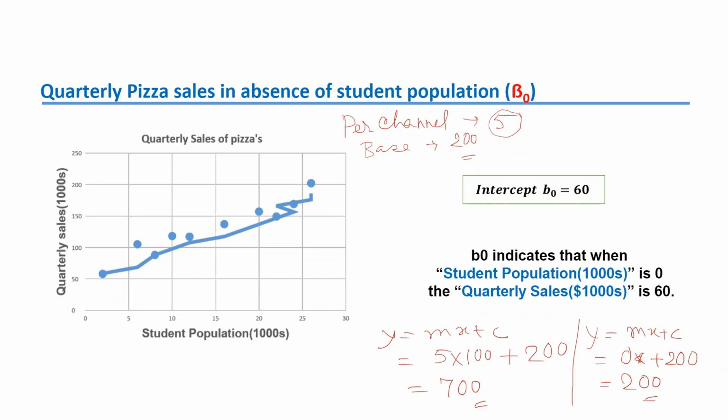In the same way, for quarterly pizza sales, you can say even if there are no students, that particular outlet is going to sell 60 pizzas, whatever the unit is. Understood?